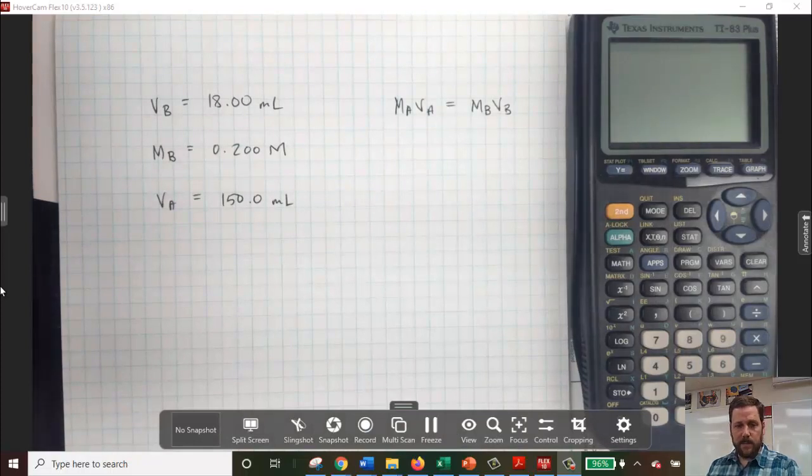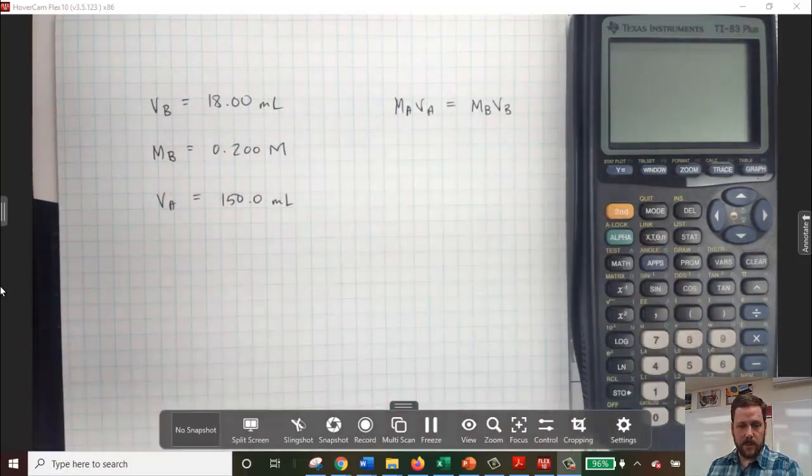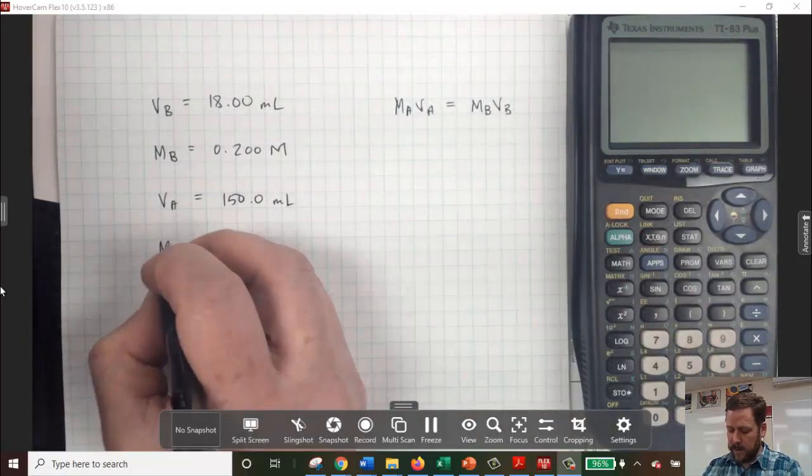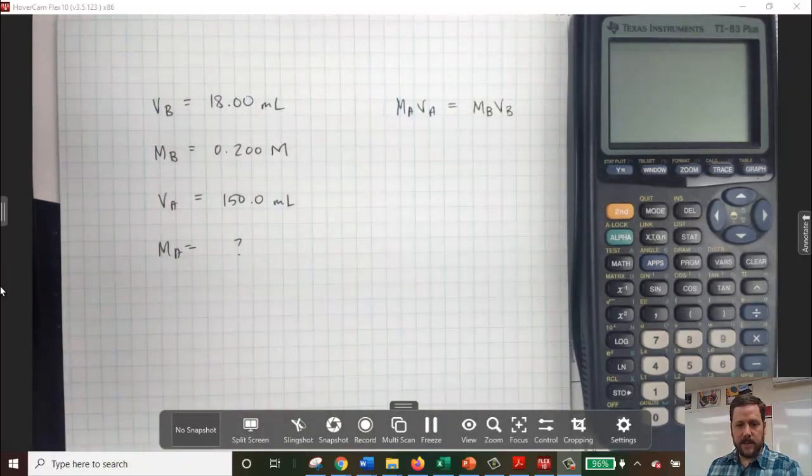Now notice that I've had both these volumes in milliliters. They could both be in liters, but they do need to be compatible units before we can plug this into the equation. Let's solve for the molarity of the acid. The molarity of the acid can be given as MBVB over VA.